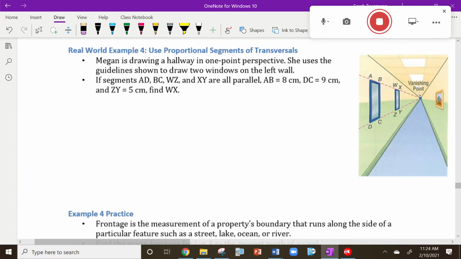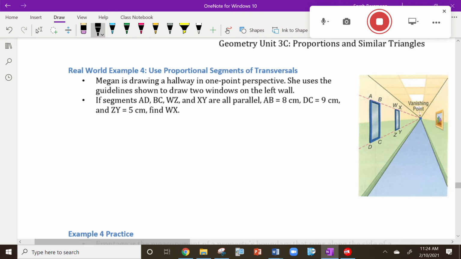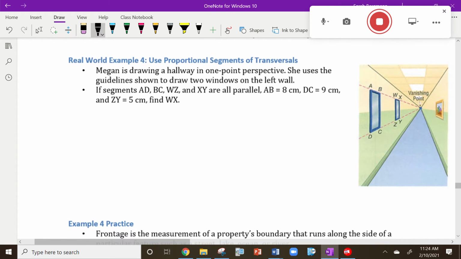Let's use this in an example. It says Megan is drawing a hallway in 1-point perspective. She uses the guidelines shown to draw two windows on the left wall. If segments AD, BC, WZ, and XY are all parallel, those are these vertical lines, AB equals 8 centimeters, DC equals 9 centimeters, ZY equals 5 centimeters, find WX.